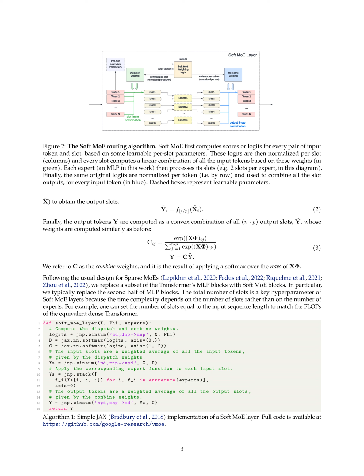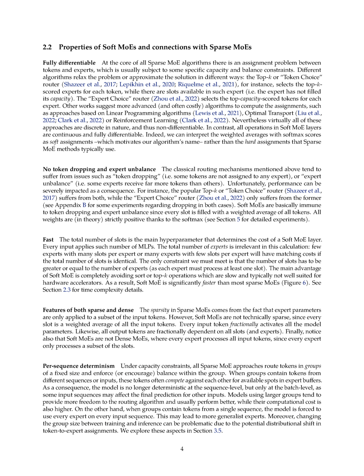In the design of sparse MoEs, we replace some of the transformer's MLP blocks with soft MoE blocks. Typically, we replace the second half of MLP blocks. The total number of slots is a crucial parameter of soft MoE layers. This is because the time complexity depends on the number of slots, not the number of experts. For instance, we can set the number of slots equal to the input sequence length to match the computational complexity of the equivalent dense transformer.